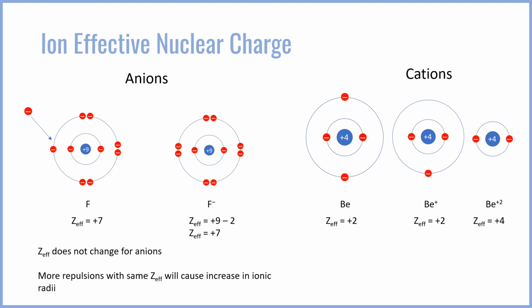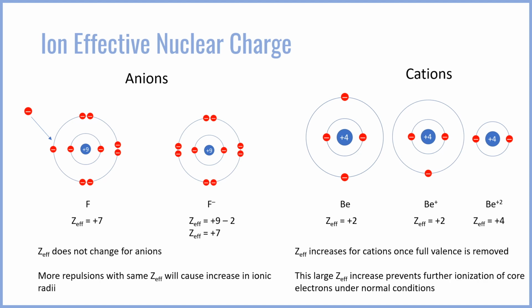And this large increase is part of the reason that you do not continue ionizing the cation. You stop once you remove the whole valence level because the effective nuclear charge shoots up the moment you get rid of the original valence level, right? So just to summarize, Z effective increases for cations once the full valence is removed, and this is what prevents further ionization of any core electrons under normal conditions.